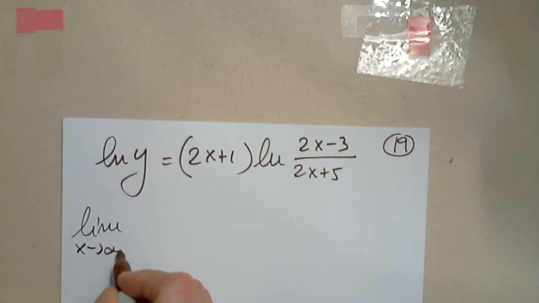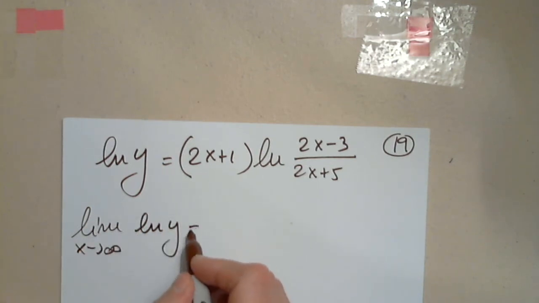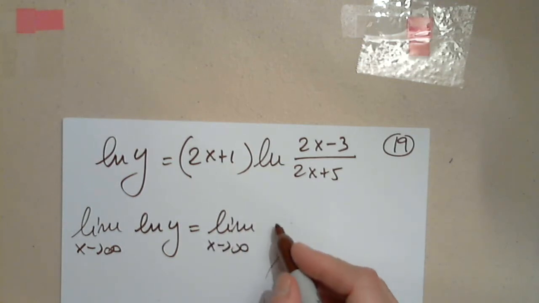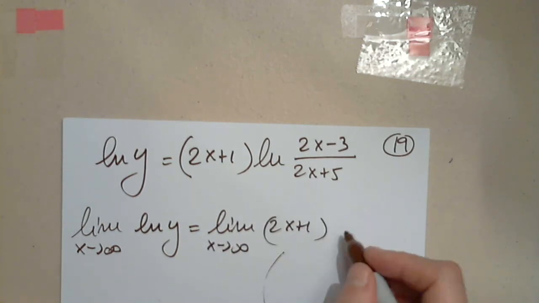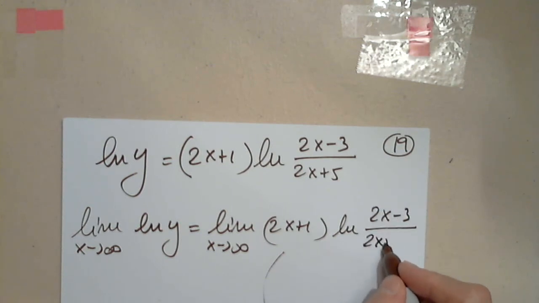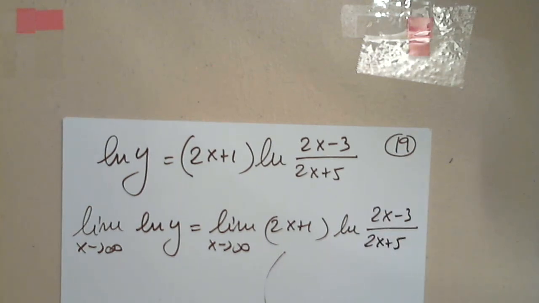So limit as x approaches infinity of natural log y equals limit as x approaches infinity of (2x plus 1) natural log of (2x minus 3) over (2x plus 5). Okay. Now I check again what indeterminate case we're facing. Let's take a look.